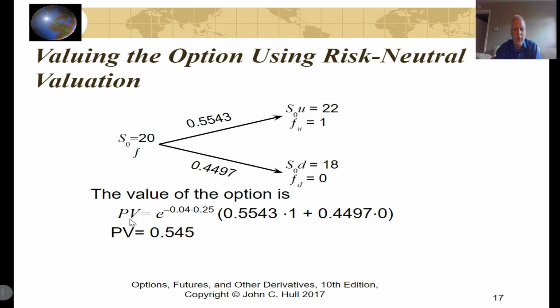Well, the present value of our call option has to equal, using the previous equation, the present value term, e to the minus RT, R 0.04 times 0.25, times the probability of going up of 0.5543, times the option value if you go up of 1, plus the probability of going down, which is 1 minus the probability of going up, times the option value if you go down of 0, and we end up with the same result that we calculated earlier, that the value of the call option is 54.5 cents.